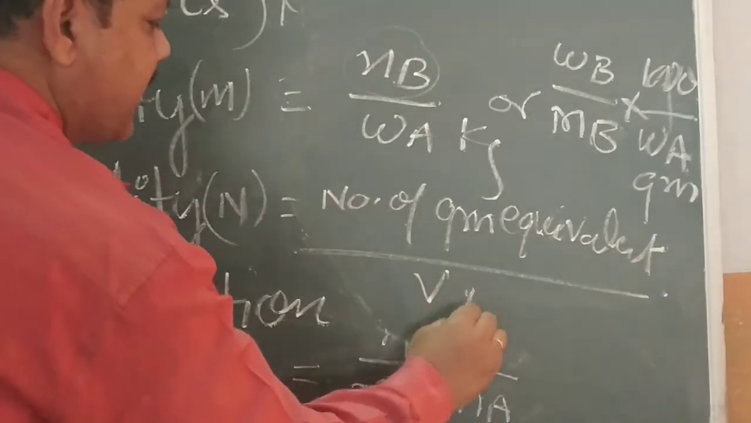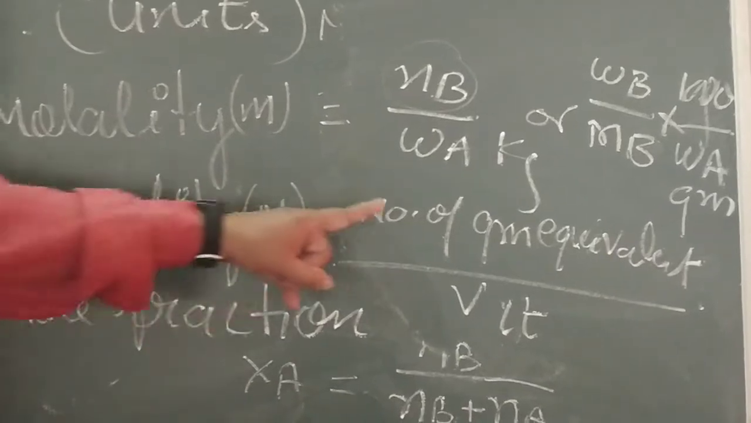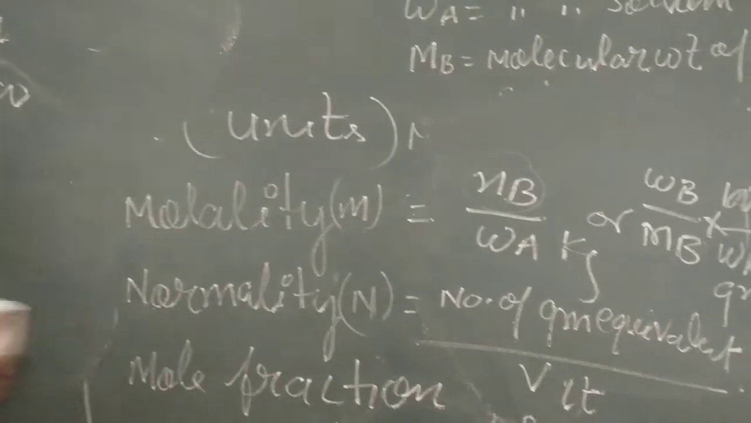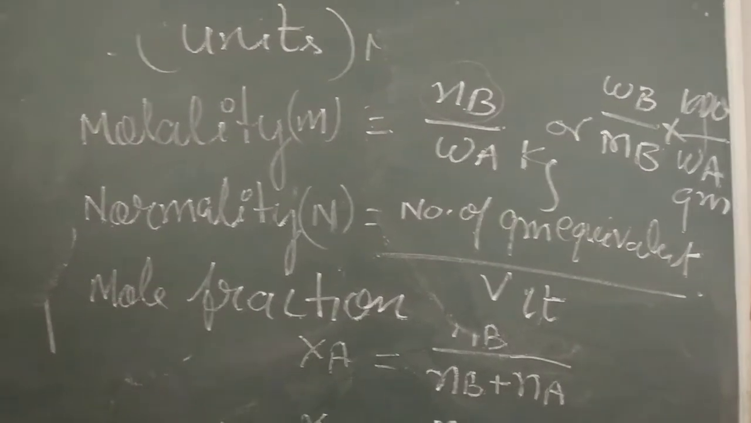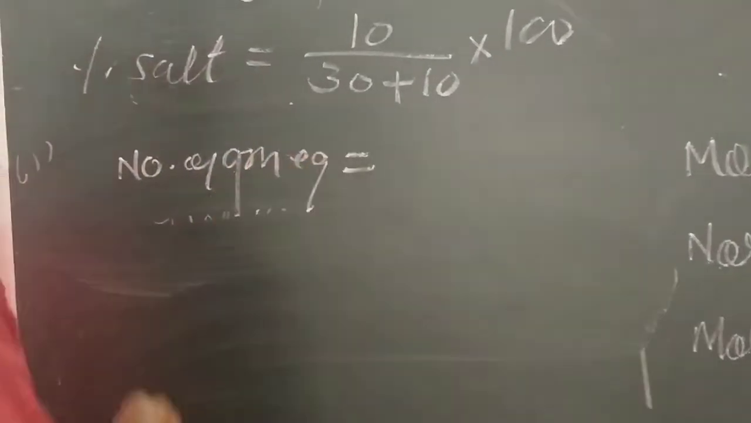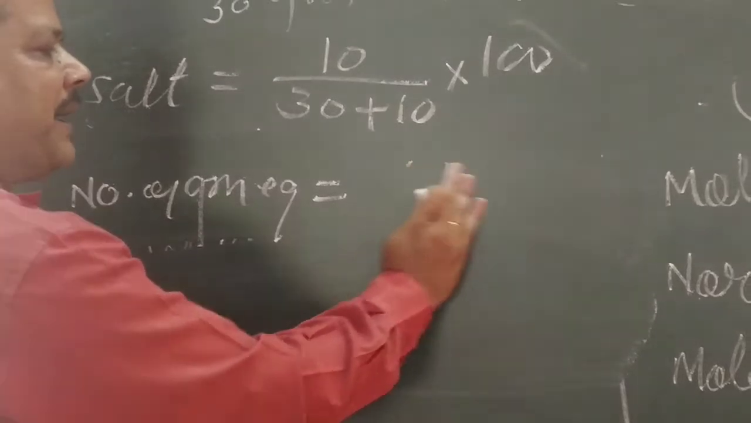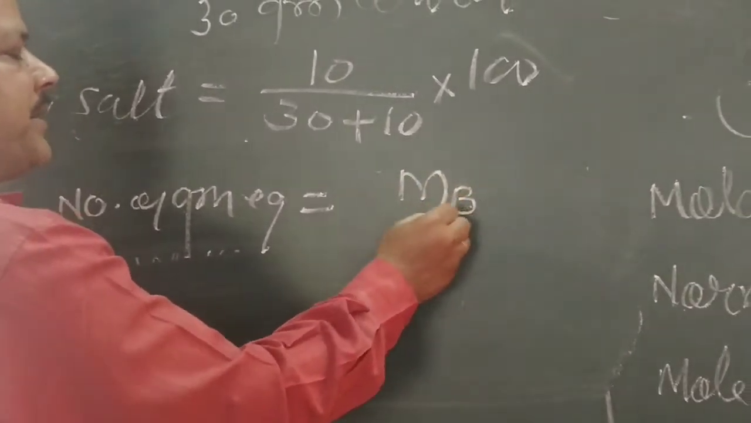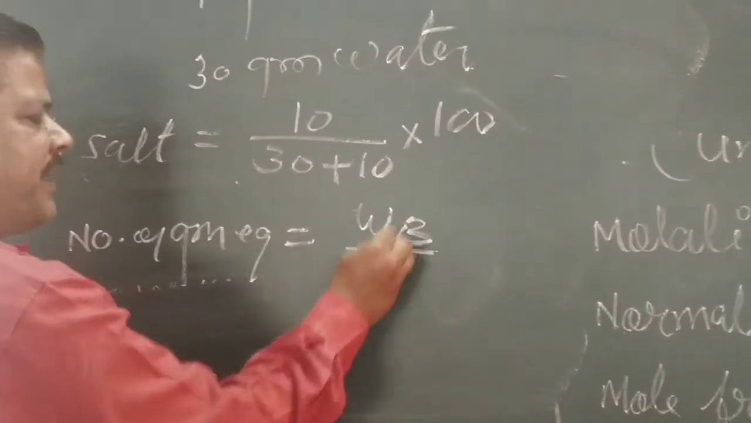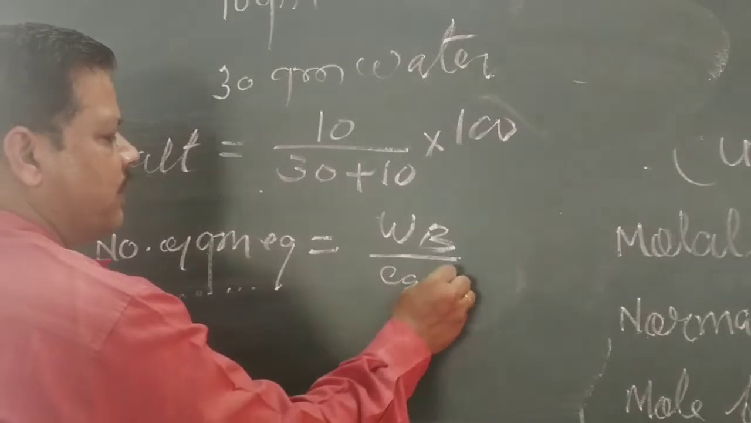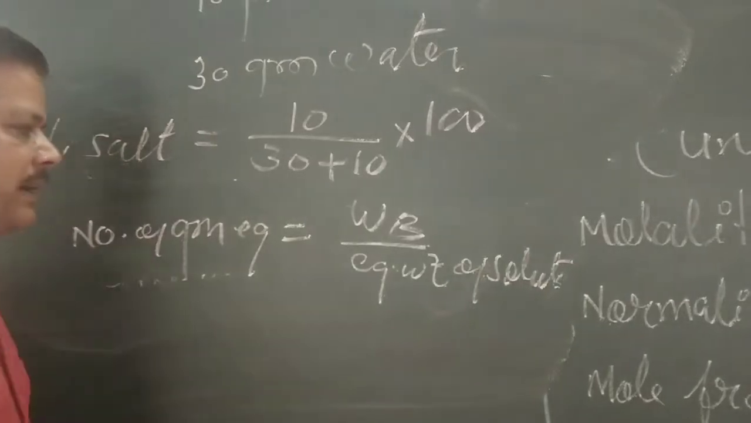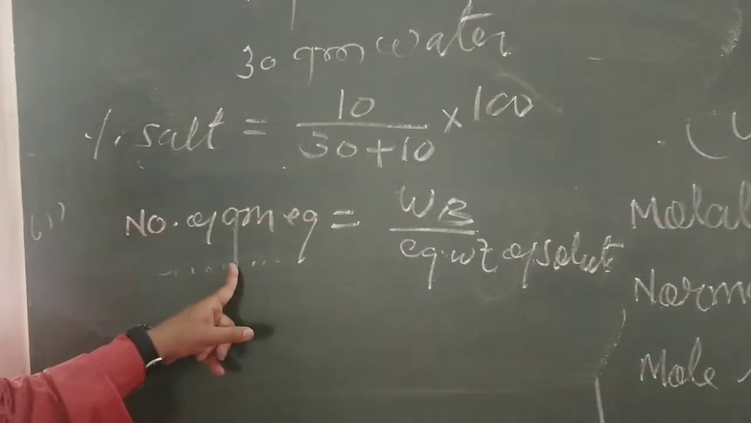Present in V liter of solution. How do we calculate the number of gram equivalents? The number of gram equivalents can be calculated by dividing the weight of solute by the equivalent weight of solute.